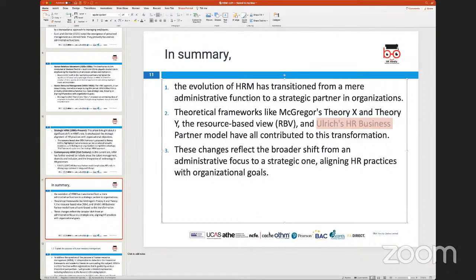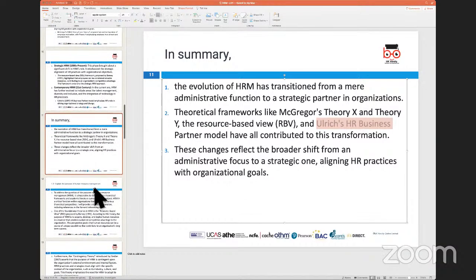Now, any questions on this discussion so far with regards to assessment criteria 1.1? Any questions?